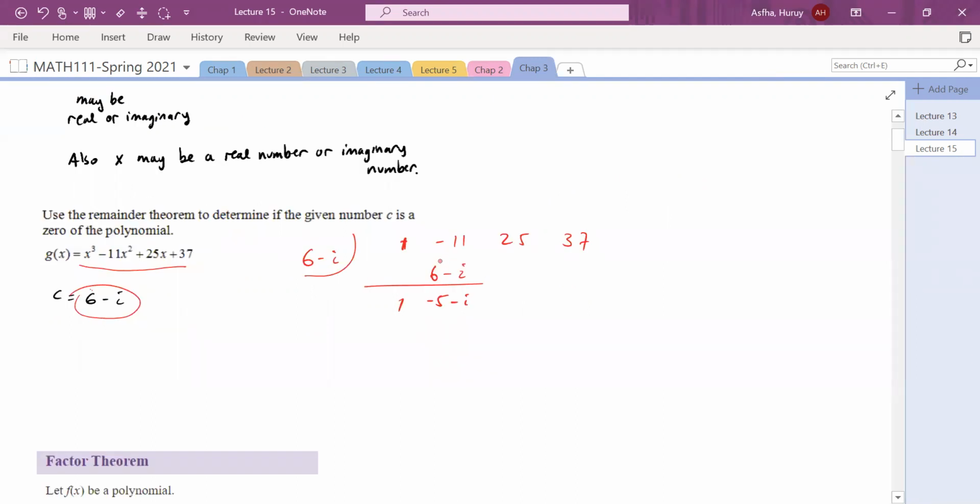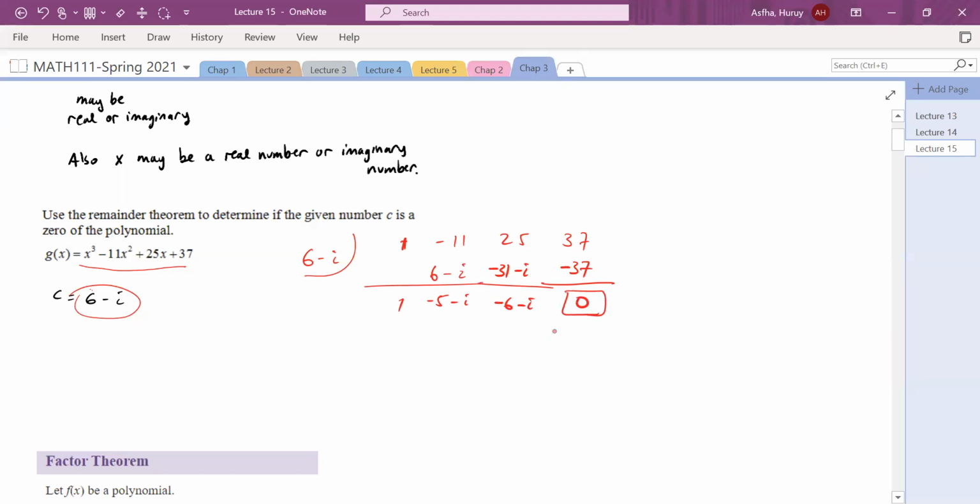If we add these two up, we get 5 minus i, and then multiplying this by this one, we get 31 minus i. And again, if we add these two numbers, 25 plus this number, we only add the real part. So we get 6 minus i. Then 6 minus i times 6 minus i, it will be negative 37. And the remainder is 0.